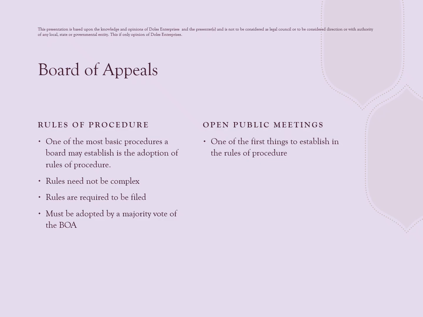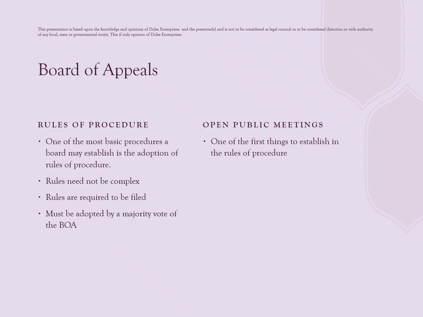To make the rules official, there is usually a legal requirement that municipal boards file their rules of procedure with some central office. One of the first things to establish in any set of rules and regulations for the board is that meetings be open to the public. When the open public meeting laws have been enacted in the various states across the country in the last 20 years, it is imperative that most boards keep meetings open to the members of the public at large so they may come in and watch.